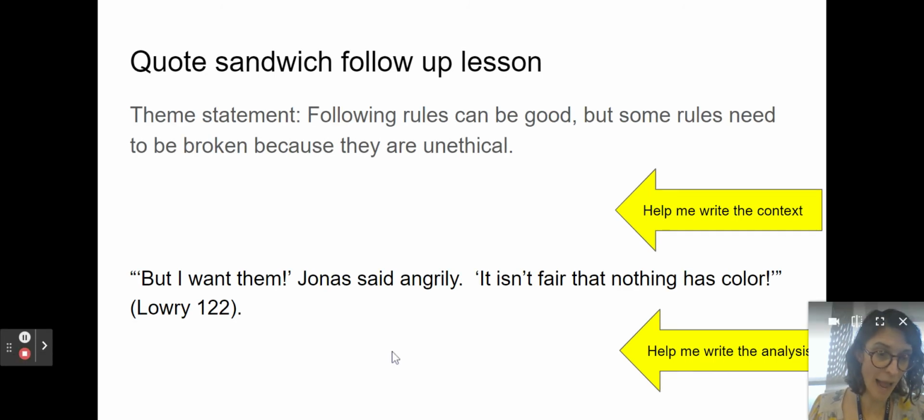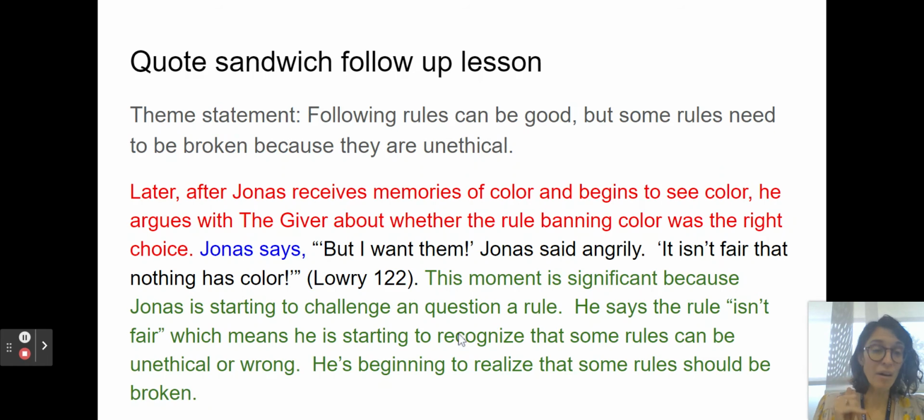Okay, let me reveal what I have compared to what you have. It doesn't mean yours is wrong, but see if you've accomplished the same goals I have. Later, after Jonas receives memories of color and begins to see color, he argues with the giver about whether the rule banning color was the right choice. I've said color way too much. Okay, so I'm going to fix that in revisions. Not perfect. And maybe I should say later. So I've given you the when, that after Jonas receives memory of color and begins to see color, he argues with the giver about whether the rule banning color was the right choice.